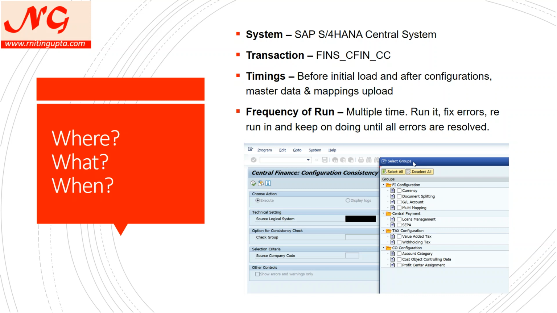System, of course, is the S4 HANA Central Finance system. The transaction is a standard transaction. When you are on the 1809 release, you will get this transaction by default. The current latest release is 1909. Few customers are there, but most of the customers are on 1809. The transaction is fins_cfin_cc, and the timing of running this particular report is before the initial load.